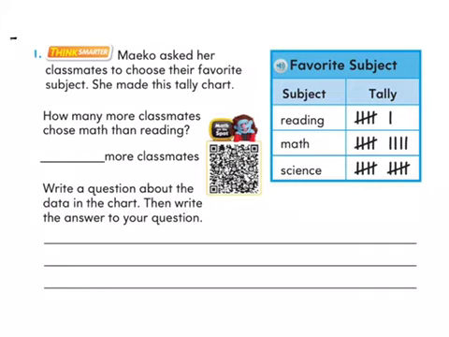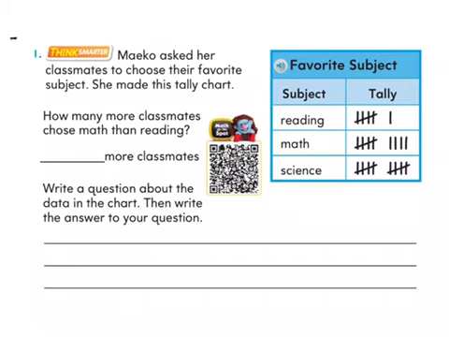All right, we're going to look at one last tally chart before you guys do your PMT. So this says, Mako asked her classmates to choose their favorite subject. She made a tally chart. So this is what Mako made after asking her classmates. How many more classmates chose math than reading? So we gotta see what's the total amount.